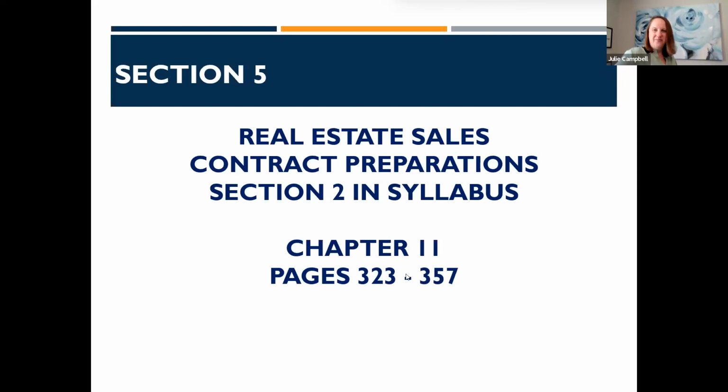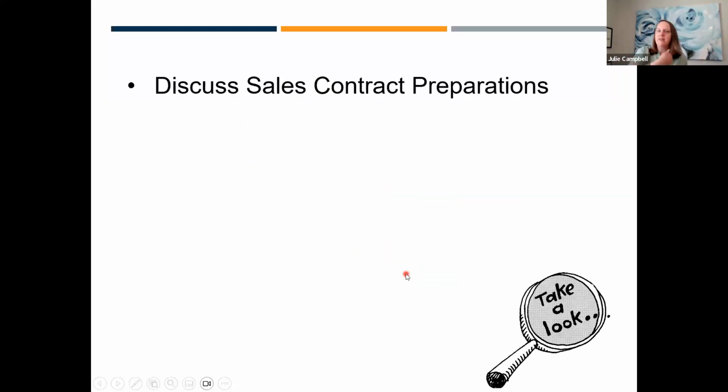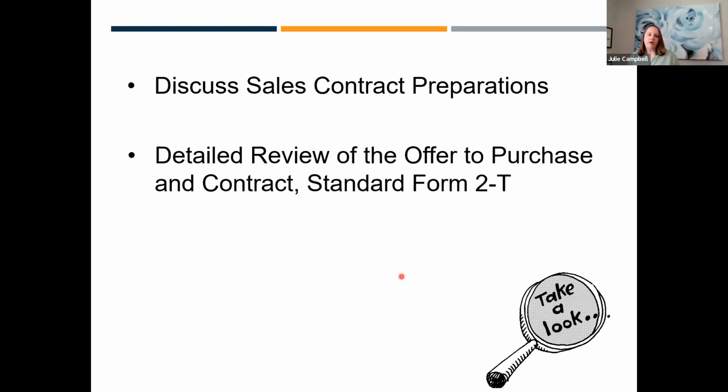So in this first section in chapter 11, we're going to discuss some sales contract preparations. We're going to do our detailed review, specifically of the offer to purchase and contract standard form 2T. We do have other offer to purchase and contracts available to us to use. So we are going to talk about what those are and when we would use them. But the main focus is going to be on 2T.